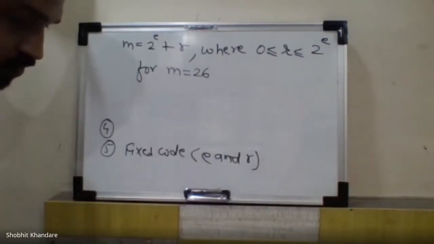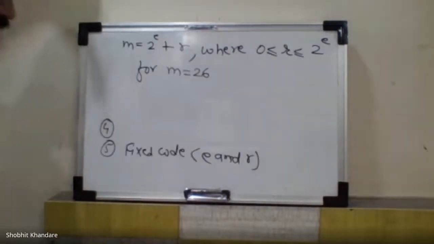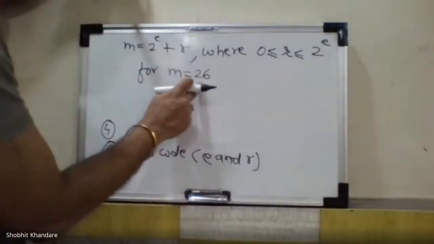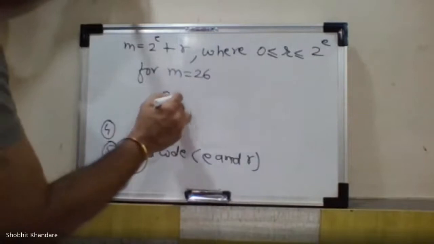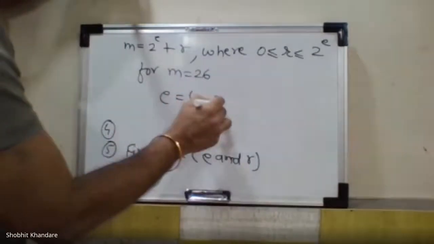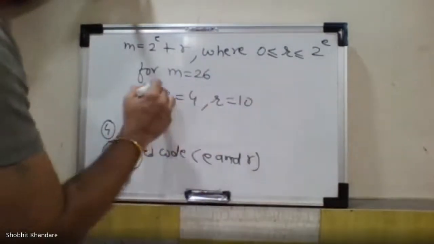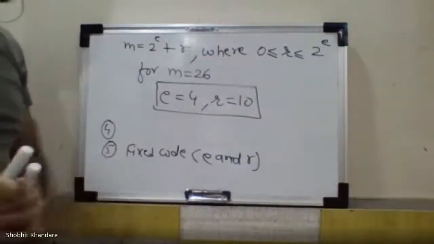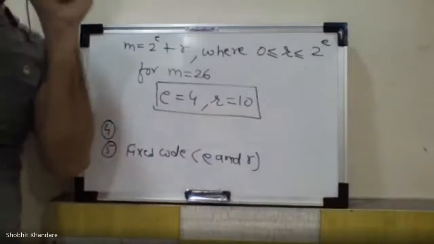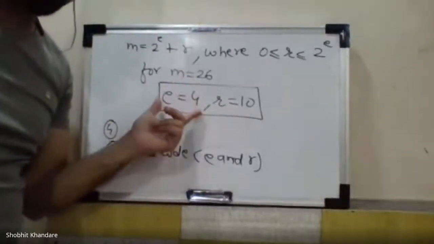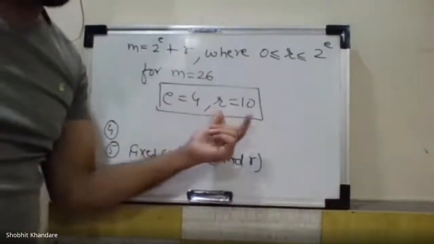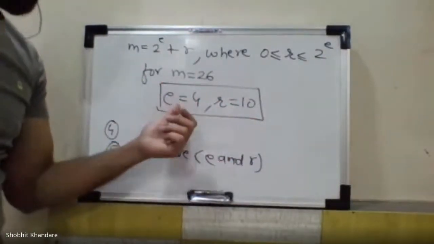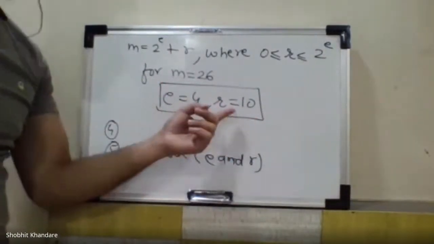For M is equal to 26, to satisfy this condition we get E is equal to 4 and R is equal to 10. Keep this in the box. So always take the value of E is equal to 4 and R is equal to 10. तो मैंने आपको directly E 4 assume करने को नहीं कहा, मैंने आपको R is equal to 10 assume करने को नहीं कहा. I have told you how you get the value of E and how you get the value of R.